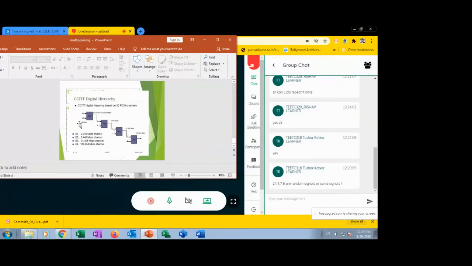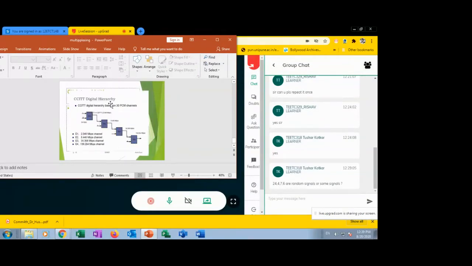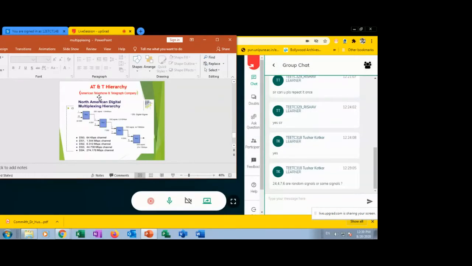At the input, how many signals are combined is not a random number. These are standard numbers, and we cannot use any random number. These are the standard numbers given by AT&T and CCITT. Therefore, it is mentioned as the AT&T hierarchy and this is the CCITT hierarchy. So these are the standard values, not random values. Is it clear?